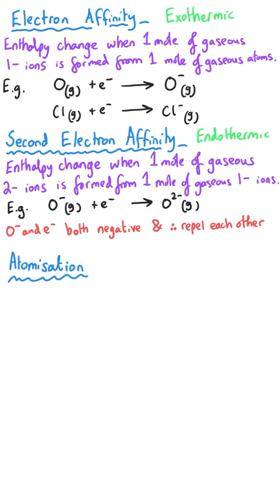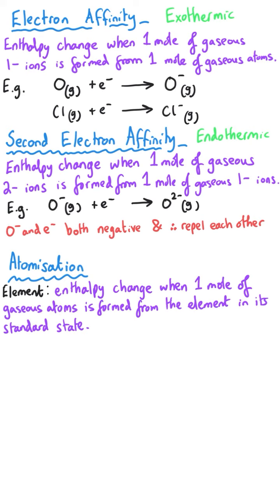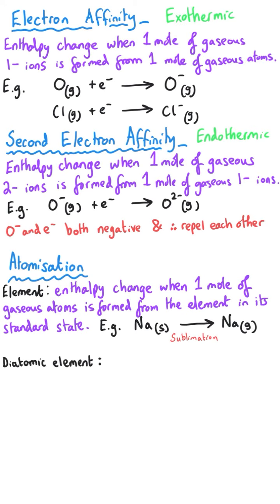Enthalpy change of atomization is defined for an element as the enthalpy change when 1 mole of gaseous atoms is formed from an element in its standard state. And so that might be sodium, for instance. Na solid turns into Na gas. We might say it has been atomized. This, by the way, is in this instance the same process as sublimation.